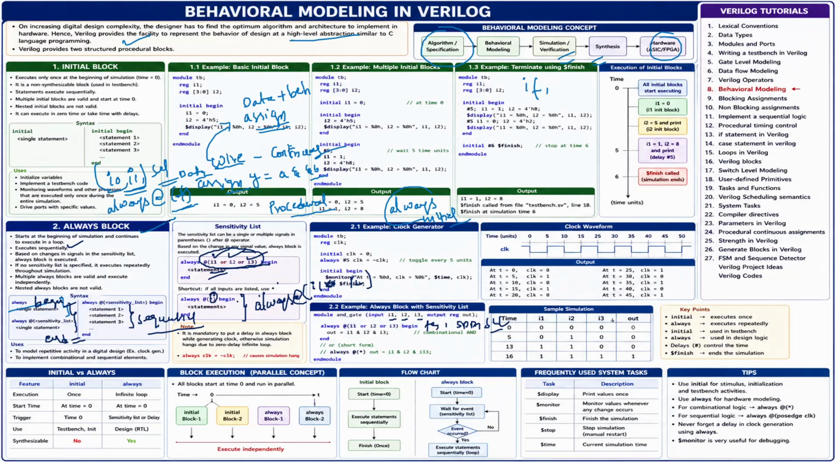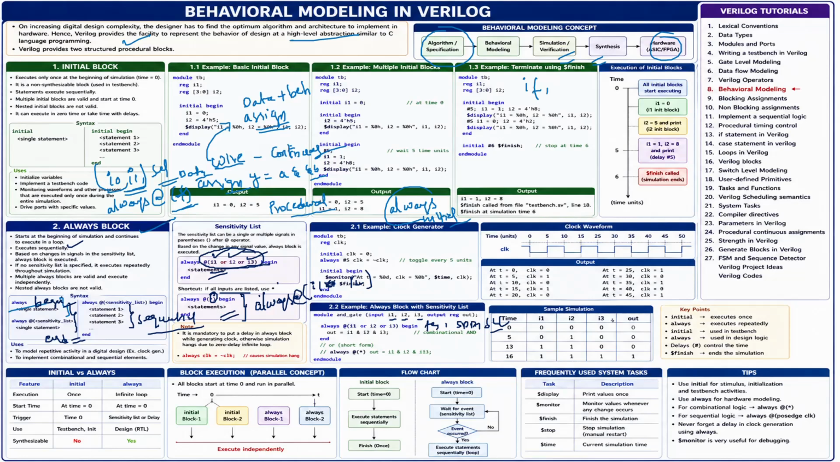Okay, this star represents all the inputs. Whatever inputs you have in your design, all of them will be considered, and there is no need to mention the names of the inputs inside the always begin block. So that is the reason we are using this always at the rate star.